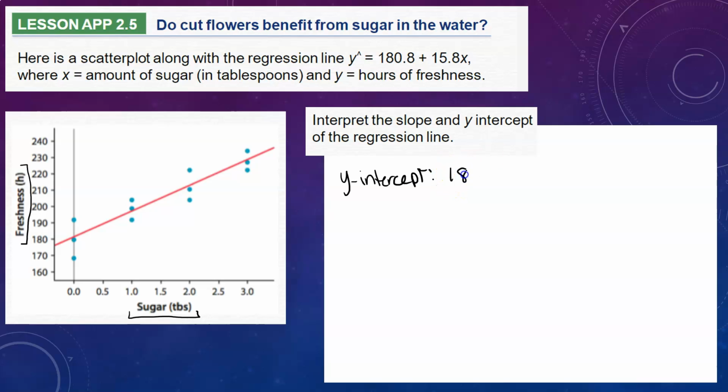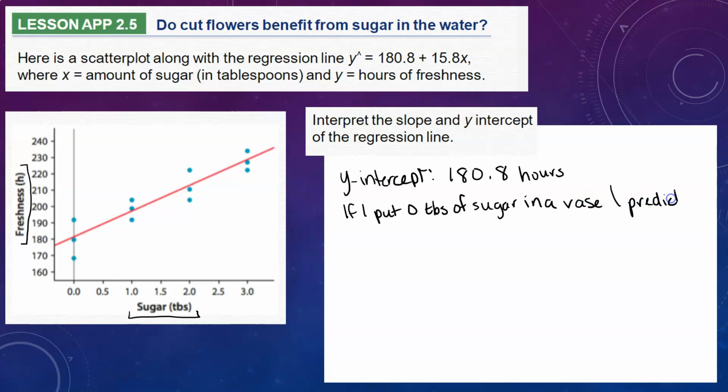The y-intercept in this case was 180.8 hours. What that means, for an interpretation, is if I put 0 tablespoons of sugar in a vase, I predict that flower will stay fresh for 180.8 hours.